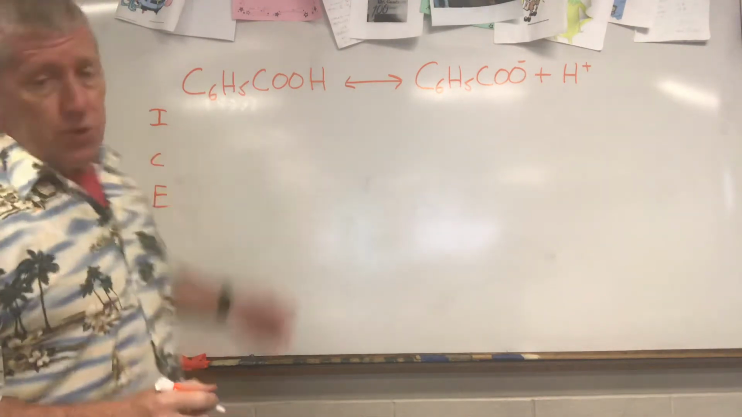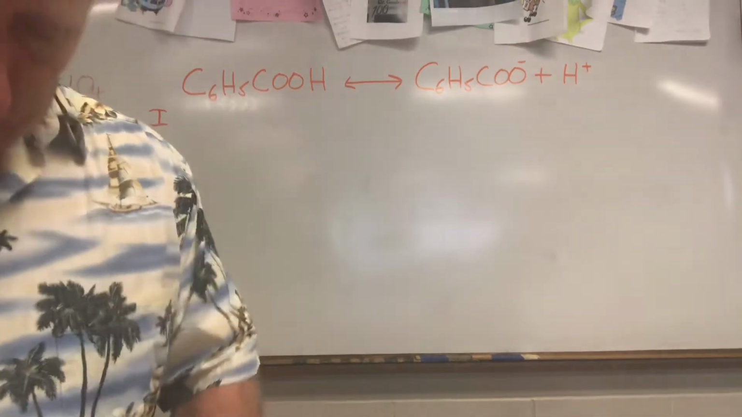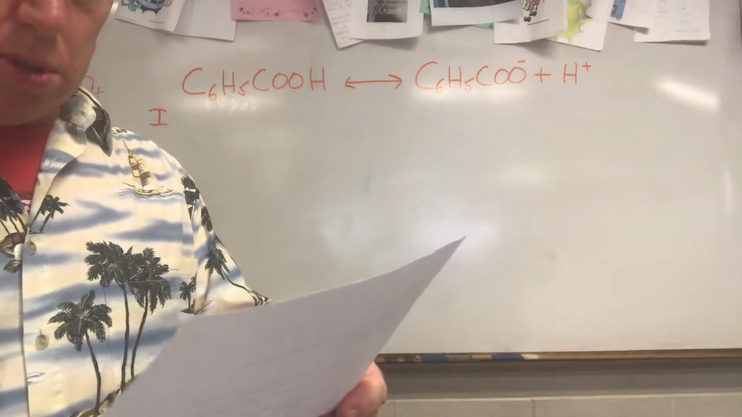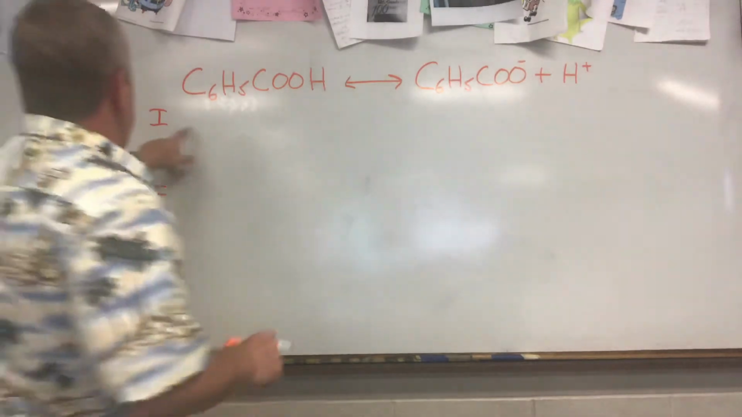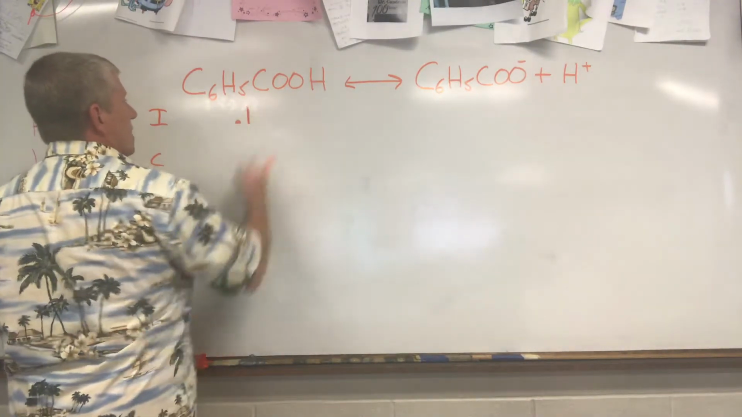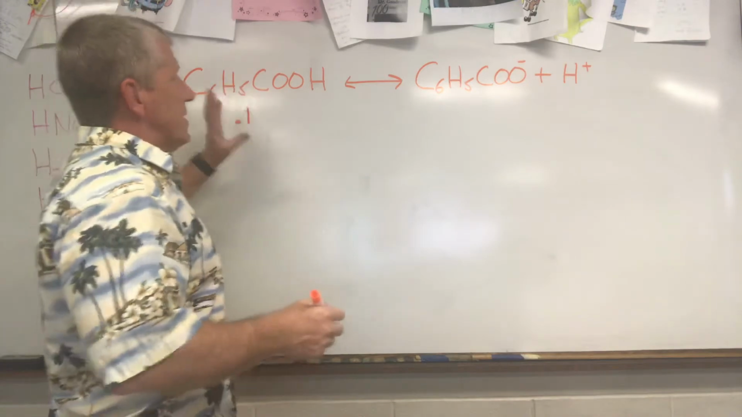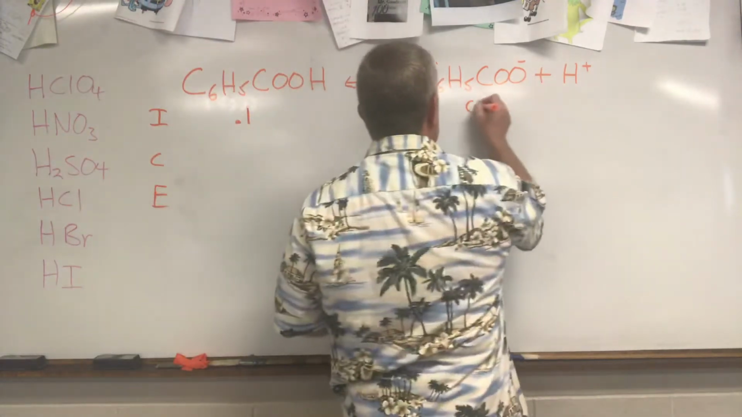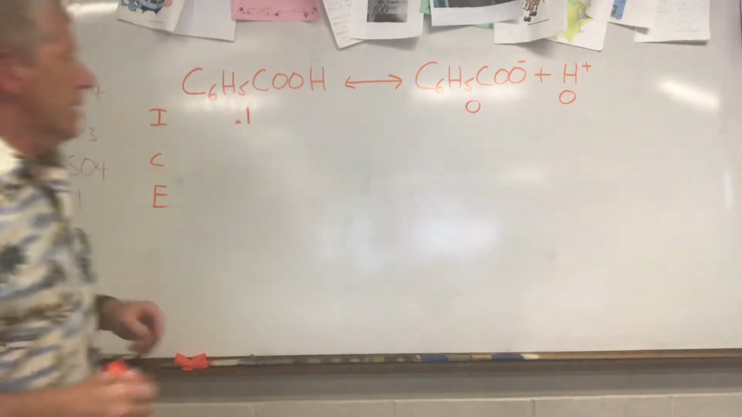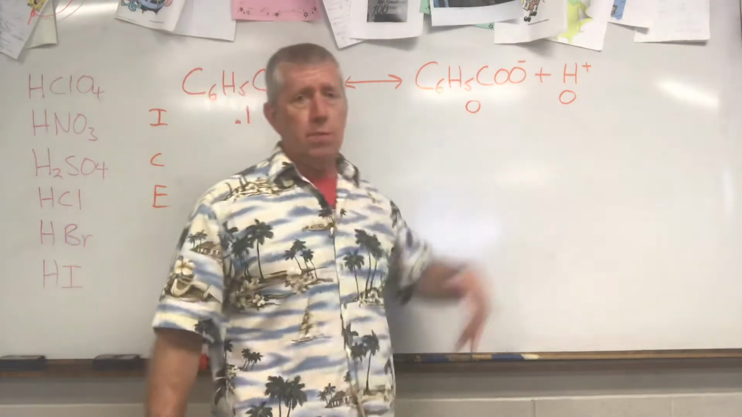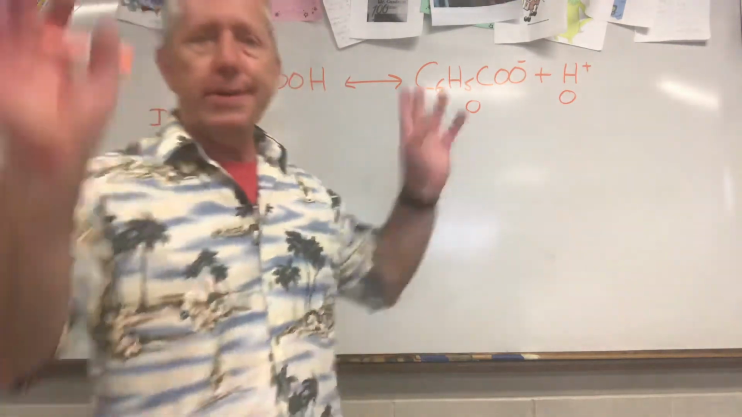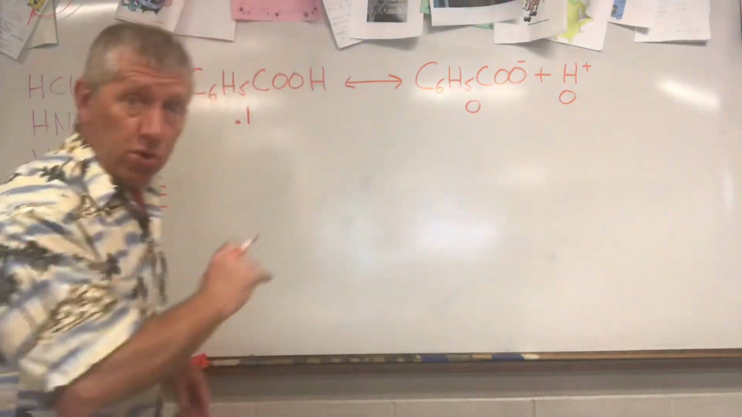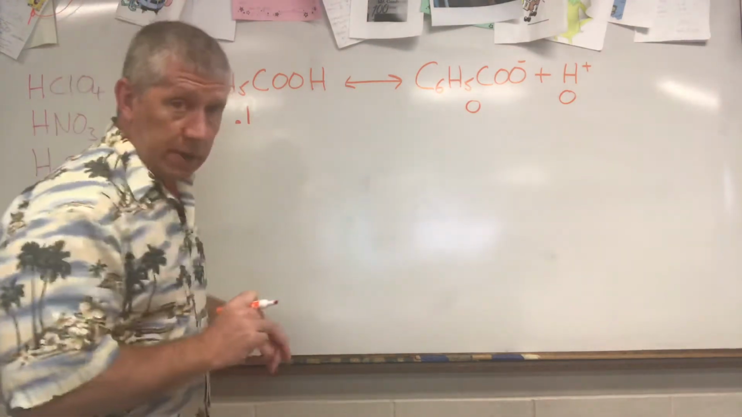I need the initial concentration of the benzoic acid. Aha, there it is, 0.1 molar. The initial concentration of this is 0.1, which means initially I will have none of this. Initially none of that. There are cases when we do have some of this initially, and we'll be getting into that. Zeros for the initial concentrations of those products.